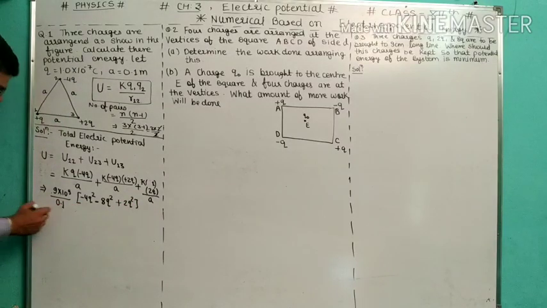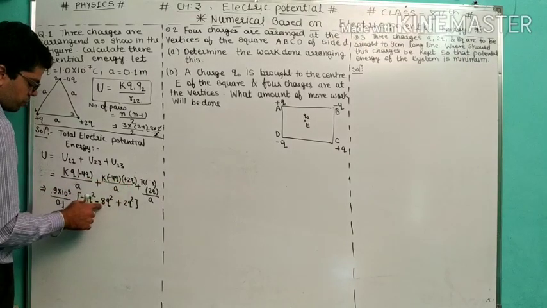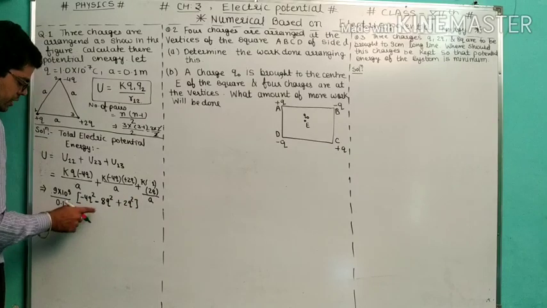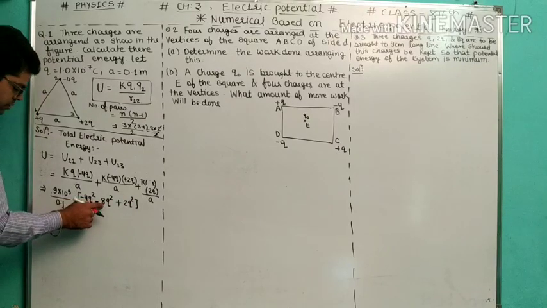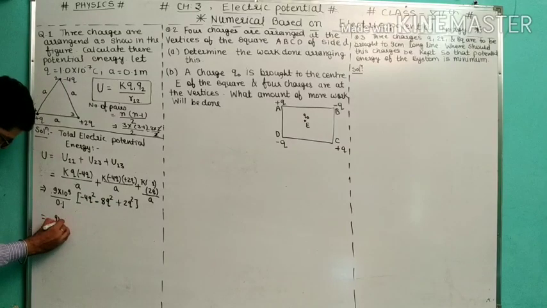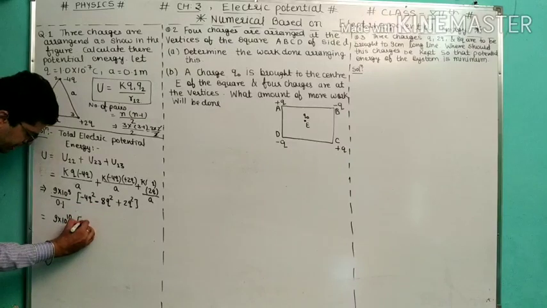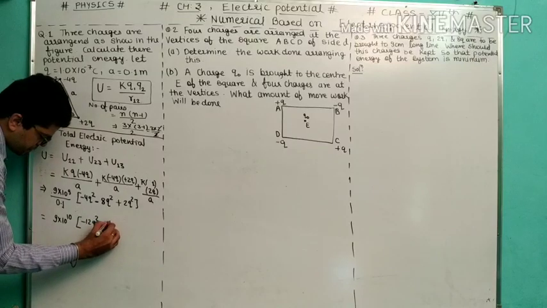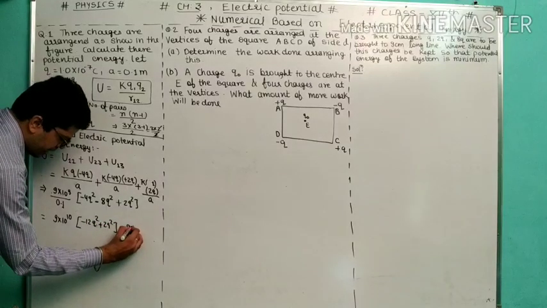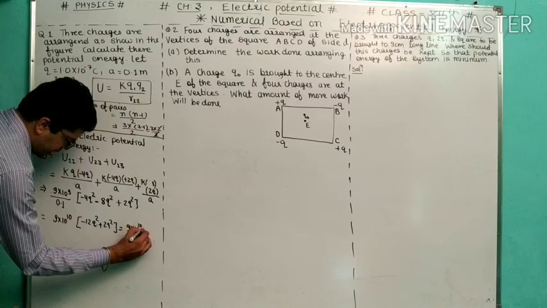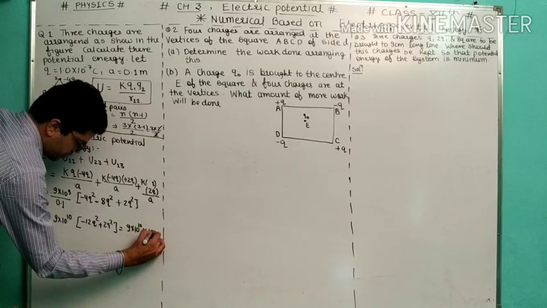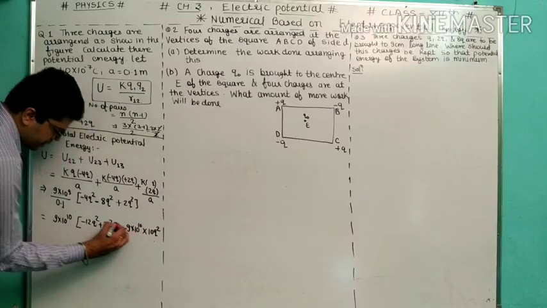Okay. So what have we taken common? K and Q. Minus 4 into Q into Q, this is minus 4q square, minus 4 into 2, minus 8q square, plus 2q square. Now see that this is 9 into 10 to the power 10, and this is 8 and minus 4, it is minus 12q square, and plus 2q square. So it is 9 into 10 to the power 10 multiplied with 10q square, but this is negative.